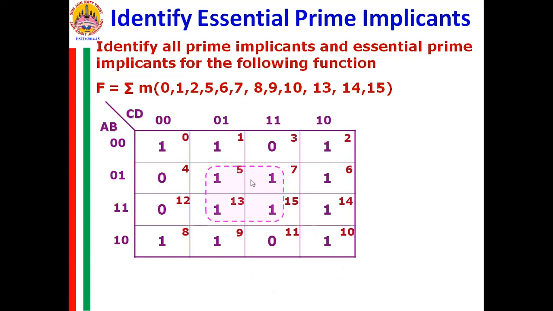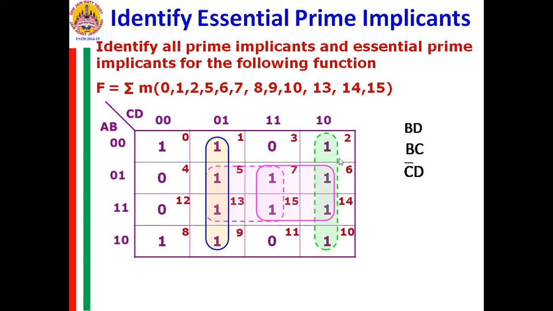So this is the first quad. Then the equation for this quad is BD, and the equation for this quad, what is that? This is BC, and then another quad is this. The equation for this quad is C bar D. The equation of this quad is CD bar.